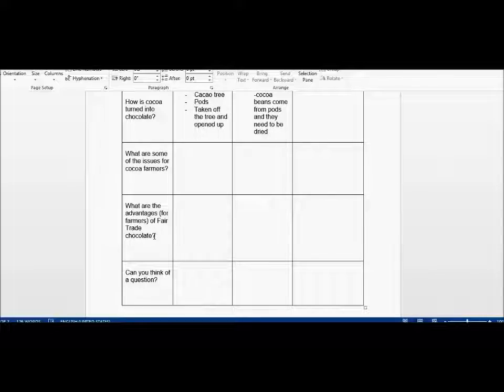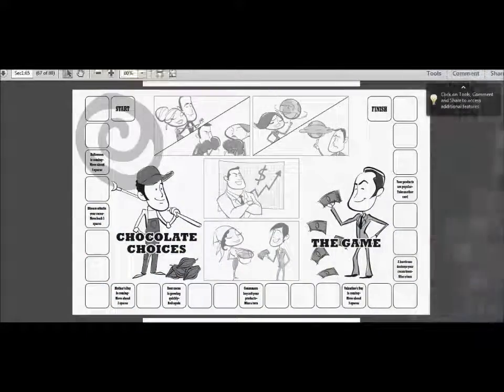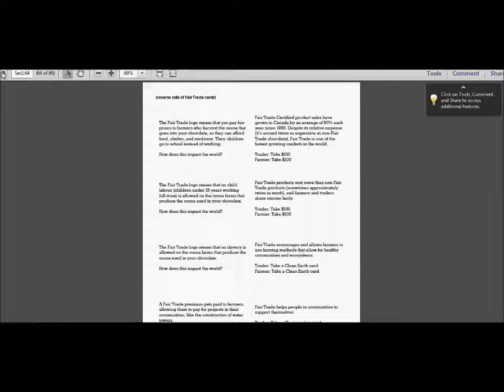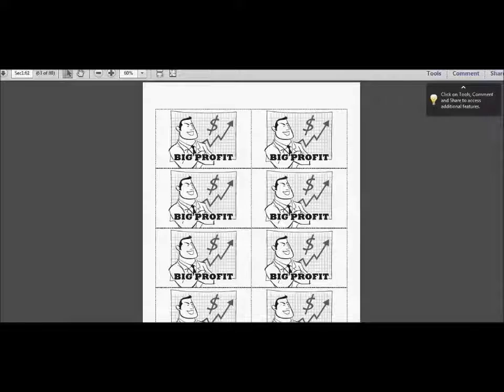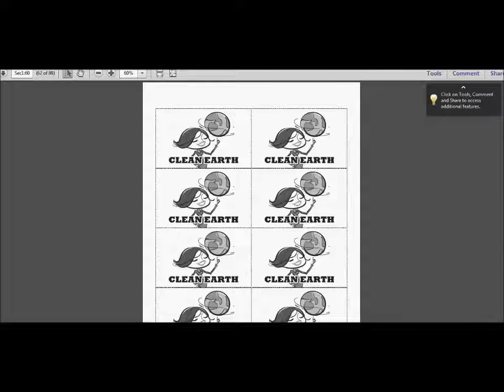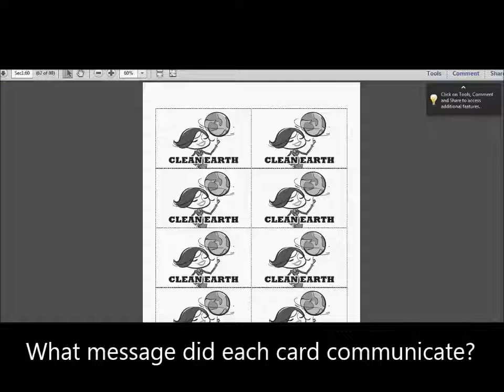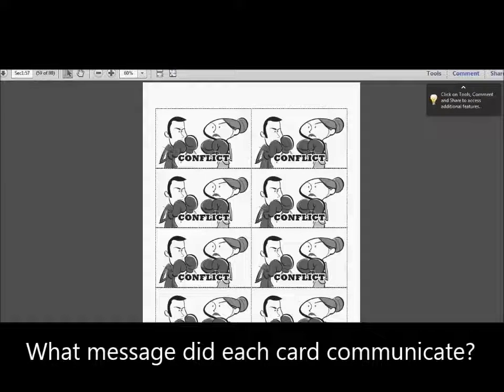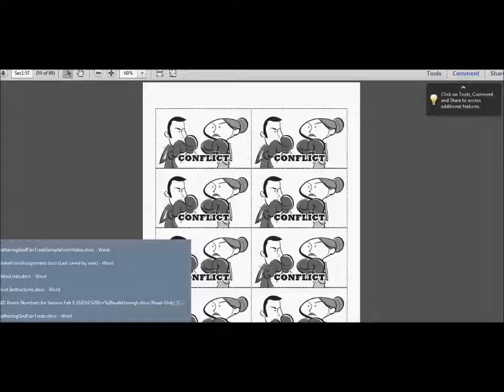So you can go back to the things that you learned when you were looking at the game. The fair trade cards, they had information on the back. They gave you information about the way things work with fair trade, and there was information on the back of the big profit cards that gave you some information and details about how things work with non-fair trade. And then you also sometimes picked up a clean earth card, a pollution card, a cooperation card, or a conflict card, depending on which group or which kind of partnership you were in, which kind of farming you were doing.